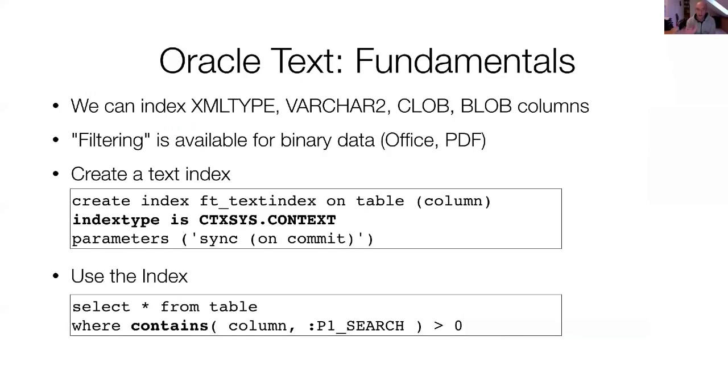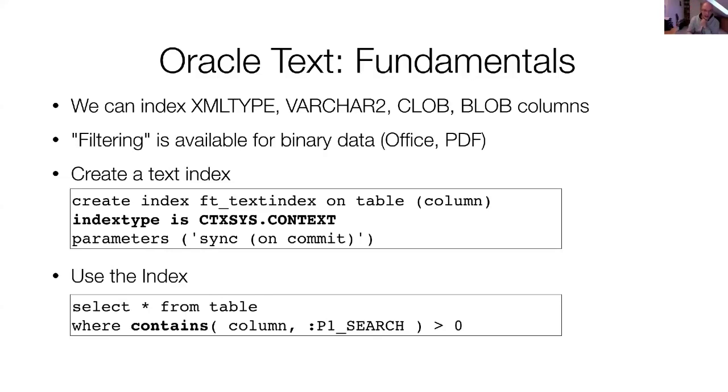We can create such an Oracle Text index on VARCHAR and CLOB columns, on XML columns if we have them, and on BLOB columns as well. BLOB columns for indexing are not the case we want to discuss today. I would just like to add it for completeness. If you have Office or PDF documents stored in your database as blobs, you can activate some filtering, and then Oracle Text will automatically convert the binary stuff to plain text and index that.